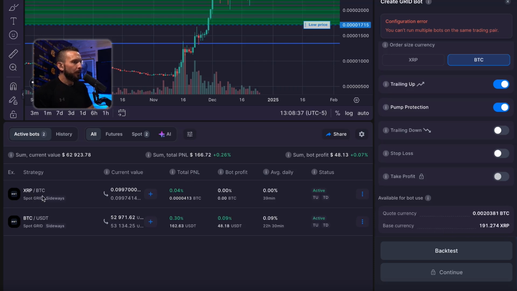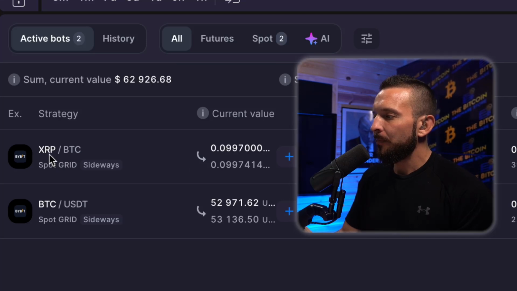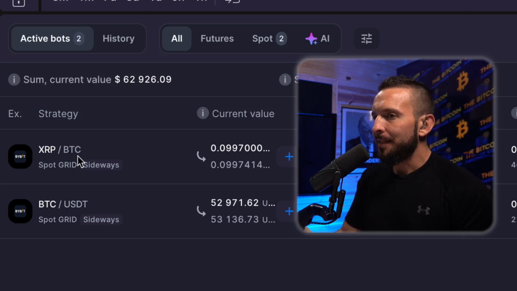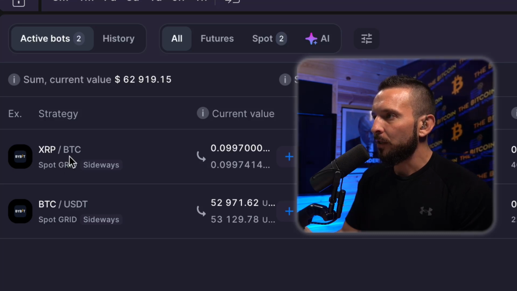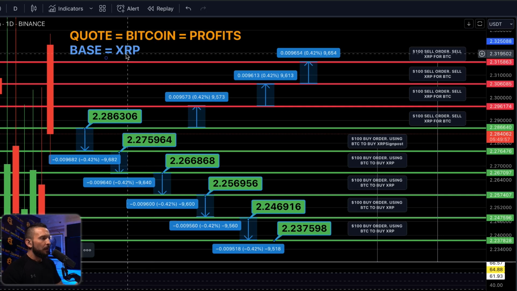So when we look over here on this chart and we look at our bots and how they're set up here, you see XRP. XRP is the base currency, versus down here in this pair, BTC is the base currency. Now the quote currency is BTC for the XRP pair, and the quote currency down here is USDT. And what that means is that when this bot is trading, it is going to take the profits in the quote currency. So we have our quote currency, which is Bitcoin, and we have our base currency, which is XRP.